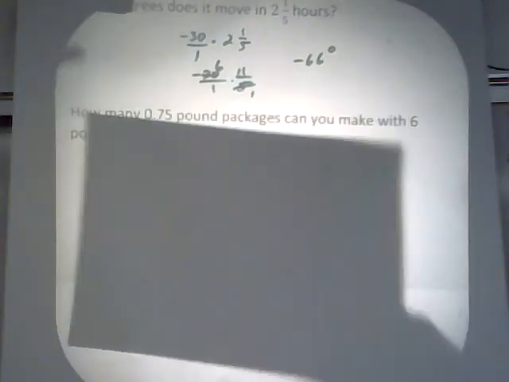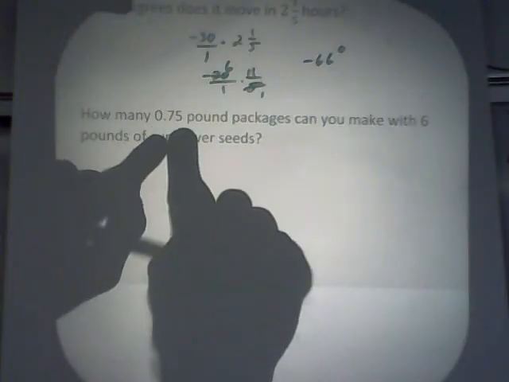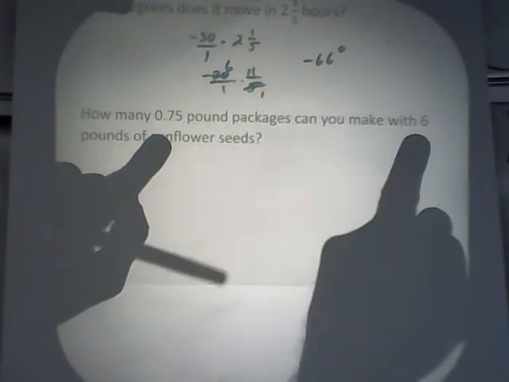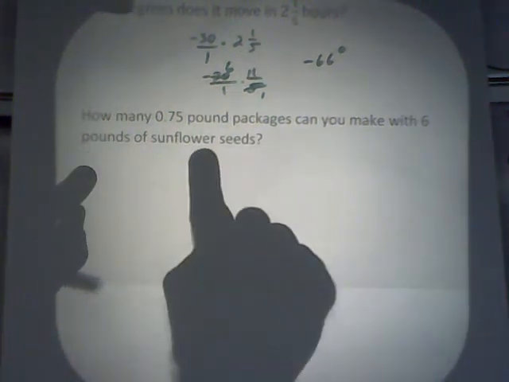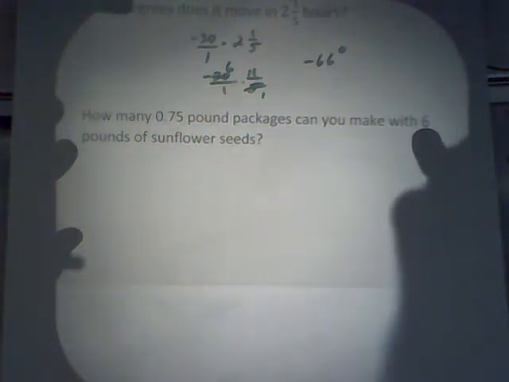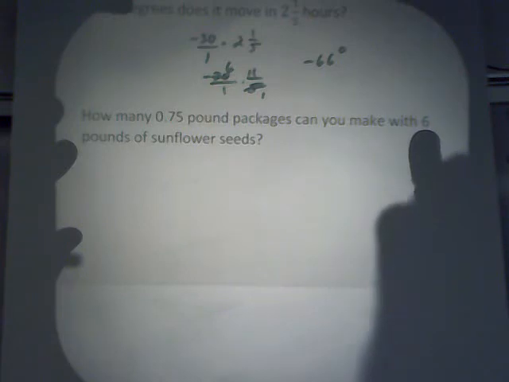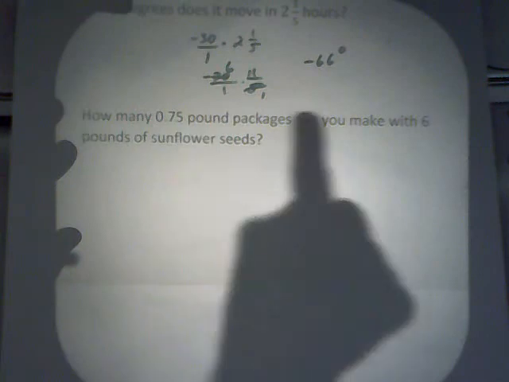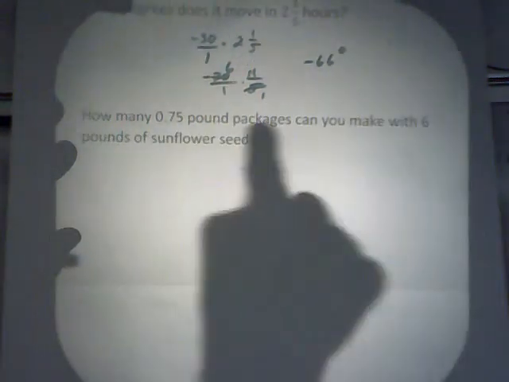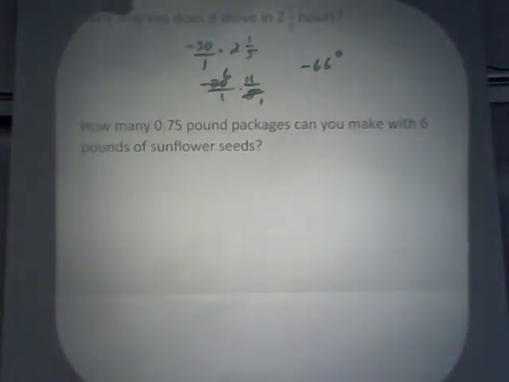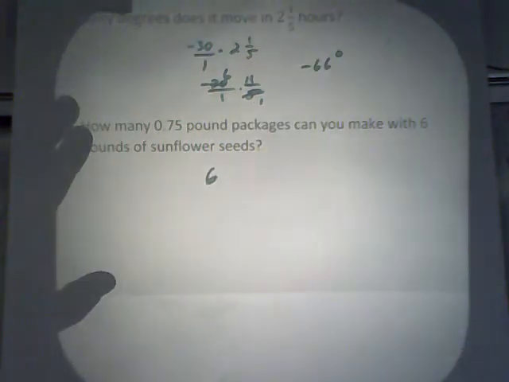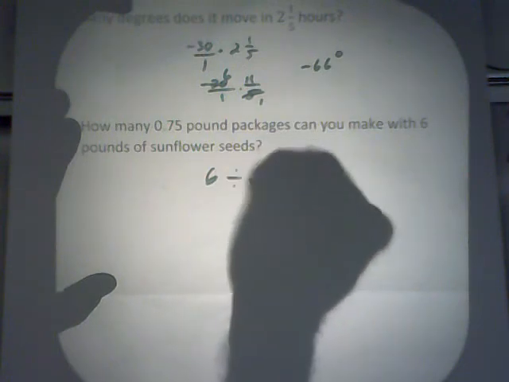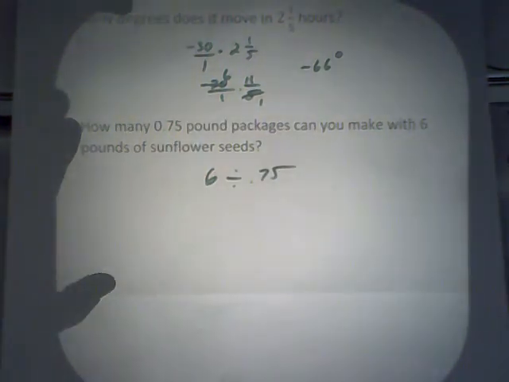Okay, let's try another one. How many 0.75 pound packages can you make with 6 pounds of sunflower seeds? So I got 6 pounds of sunflower seeds, but I want to divide those up into 0.75 pound bags. What do I do with these two numbers? Divide. Which number do I put first? You start with the giant bag of 6. I'm going to divide that into 0.75 pounds.